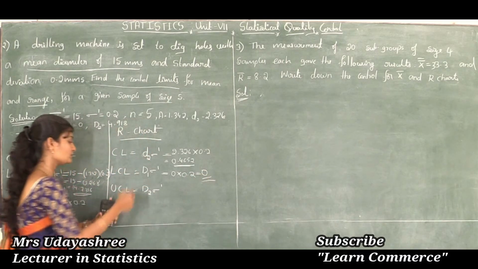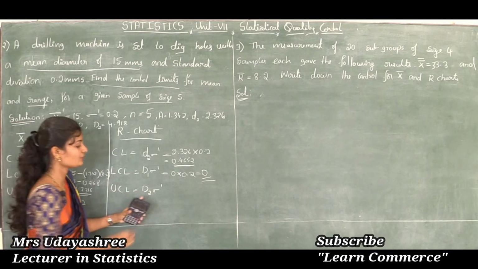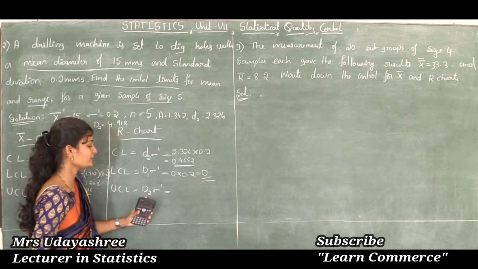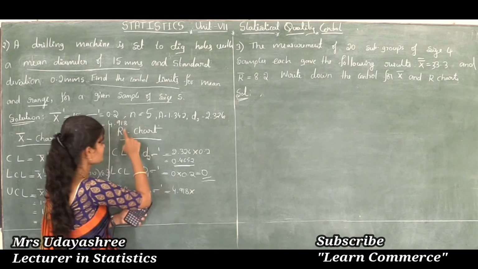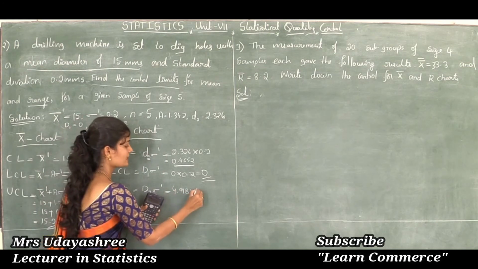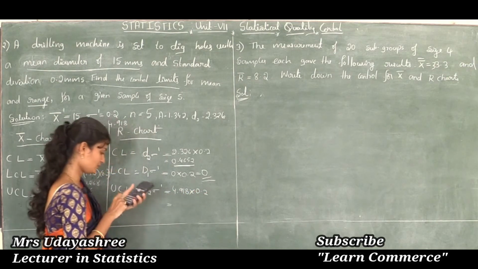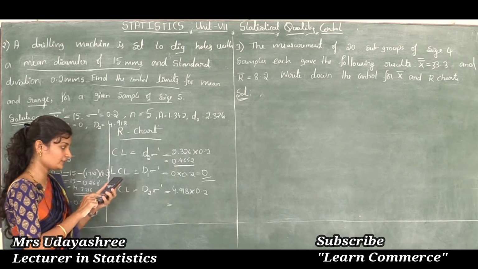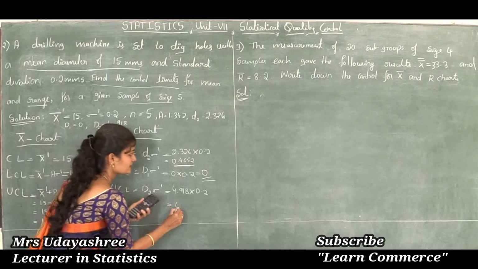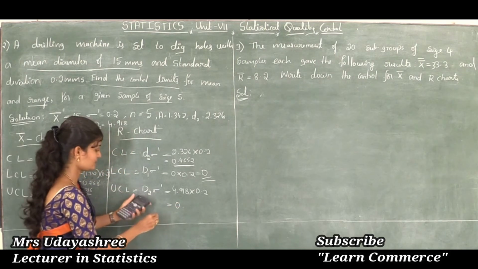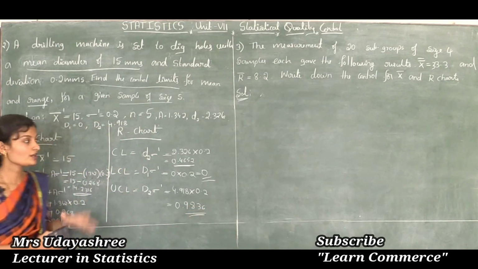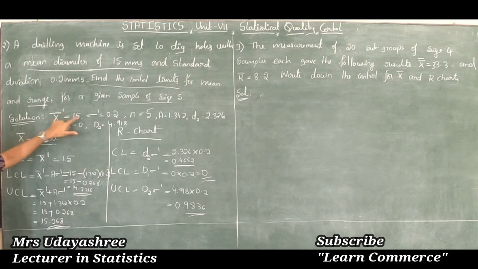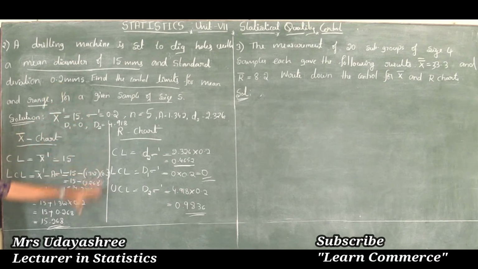Okay, next, how to find the upper control limit? That is D2 into sigma dash, using this formula. So the D2 value is 4.918 into, here the sigma dash value is 0.2. So this is equal to 4.918 into 0.2, that is 0.9836. See, in the problem, if X bar and sigma dash values are given, we can say it is the standard known case. Okay, this is all about the second problem.